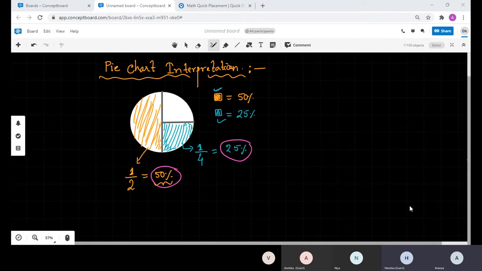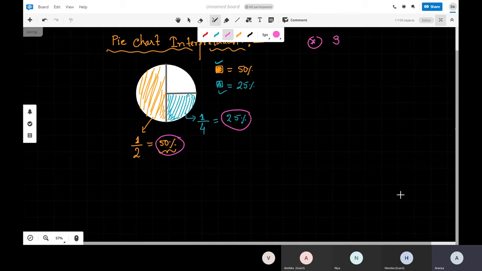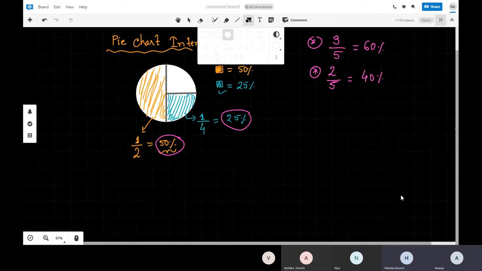Good. All right, now a little bit of revision which we would require in here. So we are done with 1/2 and 1/4. What about 3/5? 60%. Very good. What about 2/5? 40%. Very good. So in this way, whenever we get a fraction, we can easily convert it to percentage. That's great. You guys are good with it.